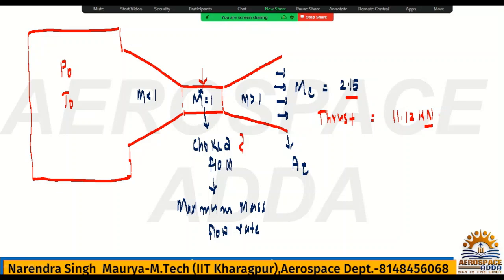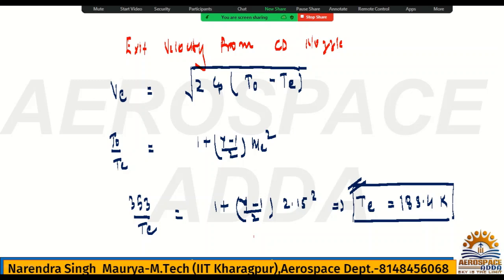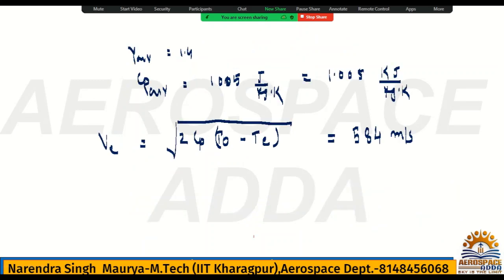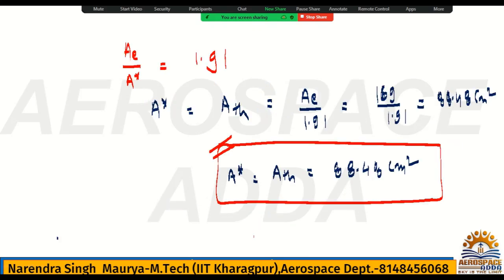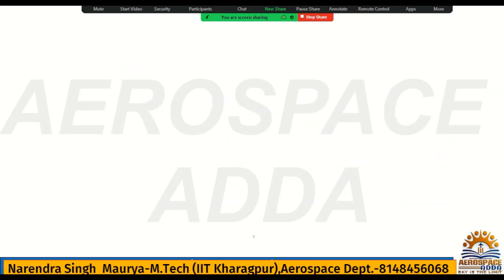When M is equal to 1, it is called choked flow, and at the time of choked flow you will have the maximum mass flow rate. Use this concept and cross check your answer. It will take hardly 5 minutes, but you will be the happiest person once you cross check the answer and get the same. That usually always happens.